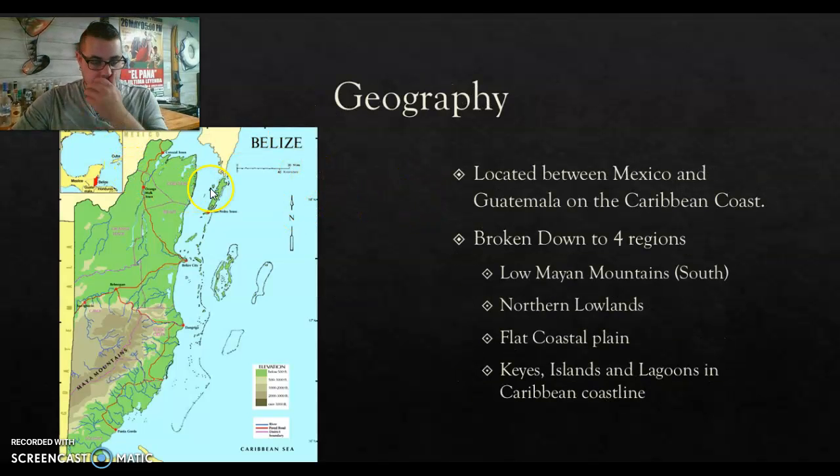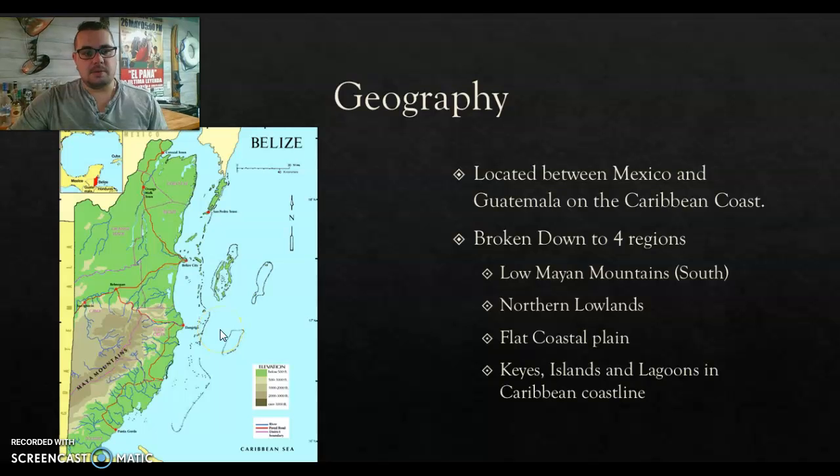Quick geography. Belize is located on the east side of Mexico and north of Guatemala. We can see right here on this map the Gulf of Mexico, the Yucatan Peninsula, and then you have Belize, a real small country with a real small population. Then you have Guatemala down here.